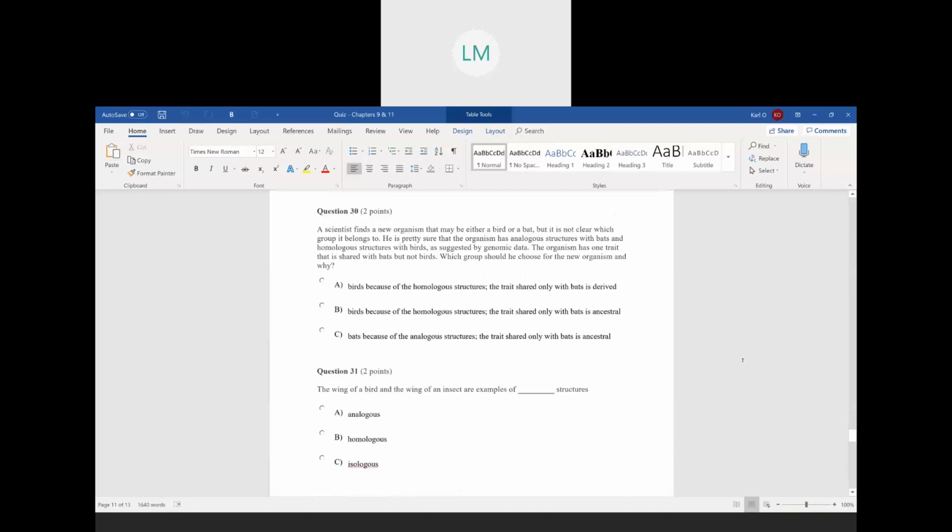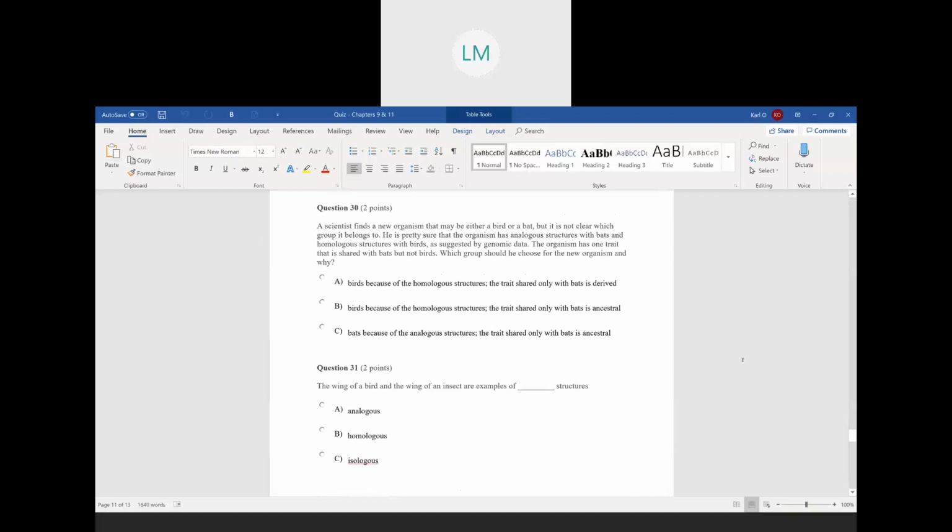Question 30. A scientist finds a new organism that may either be a bird or a bat, but the scientist isn't sure which group it belongs to. He thinks that the organism has analogous structures with bats, and homologous structures with birds, as suggested by genomic data. The organism has one trait that is shared with bats, but not with birds. So which group should he classify it with?